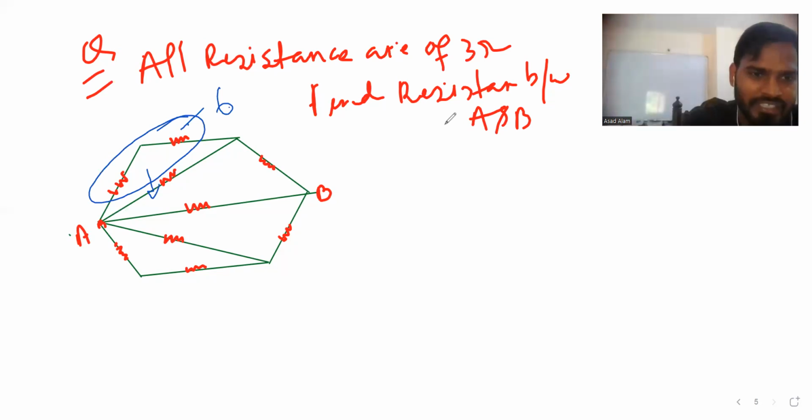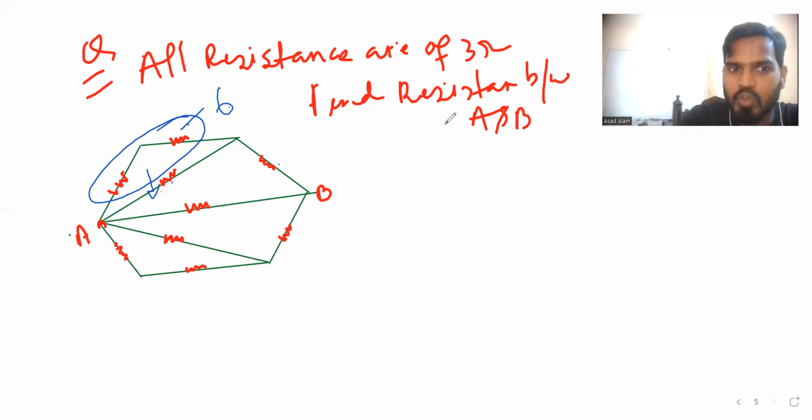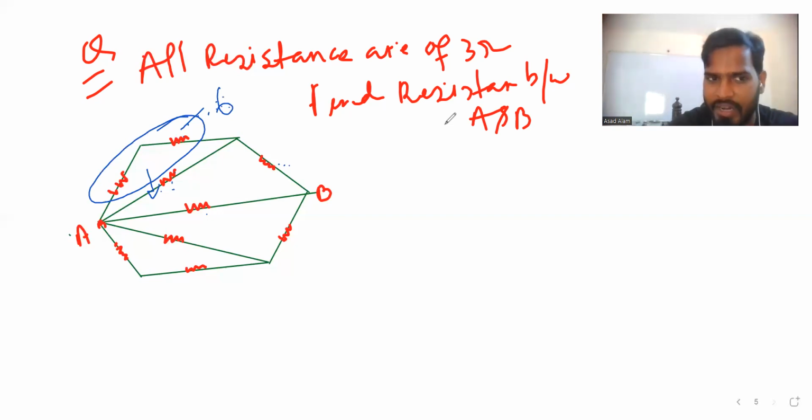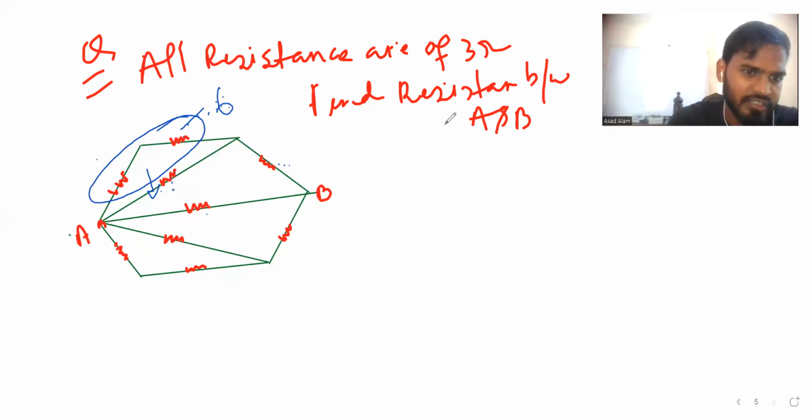6 and 3 in parallel: whenever two resistors are in parallel, we take multiplication by addition. 6 times 3 is 18, and 6 plus 3 is 9, so 18 by 9 is 2. So till here it becomes 2.